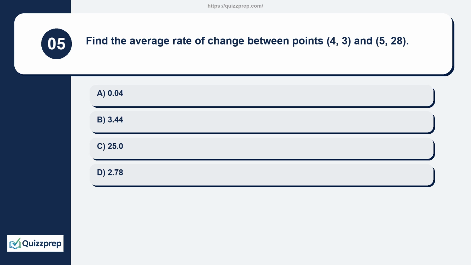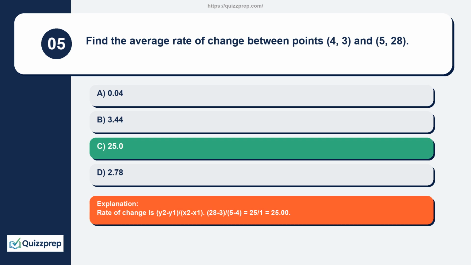Question 5. Find the average rate of change between points (4, 3) and (5, 28). Options: 0.04, 3.44, 25.0, 2.78. Rate of change equals (y2 - y1) / (x2 - x1). 28 minus 3 over 5 minus 4 equals 25/1 equals 25.00.